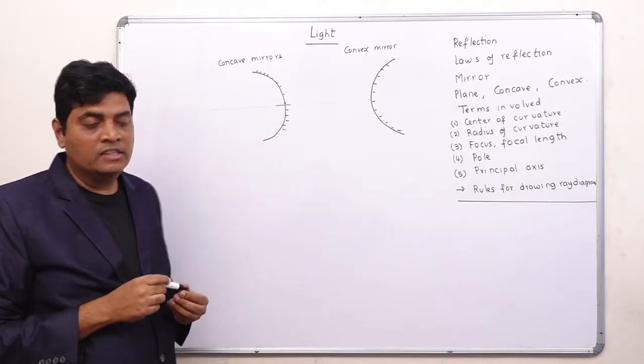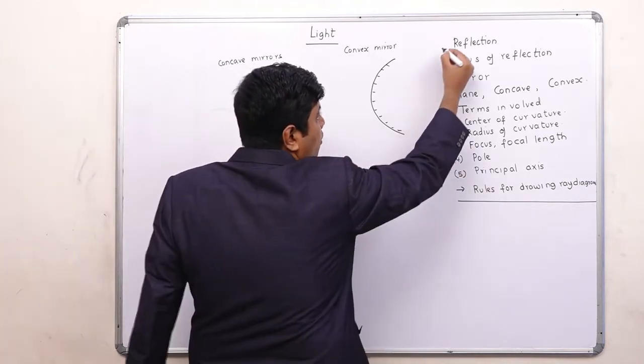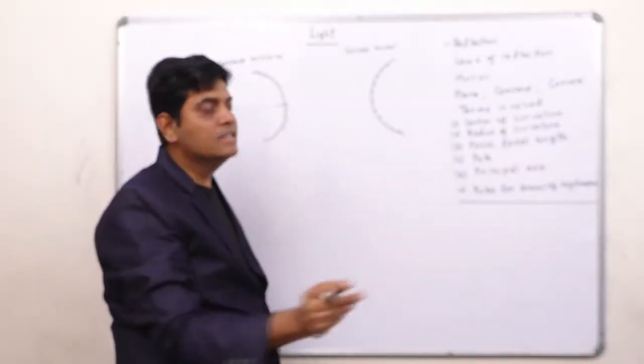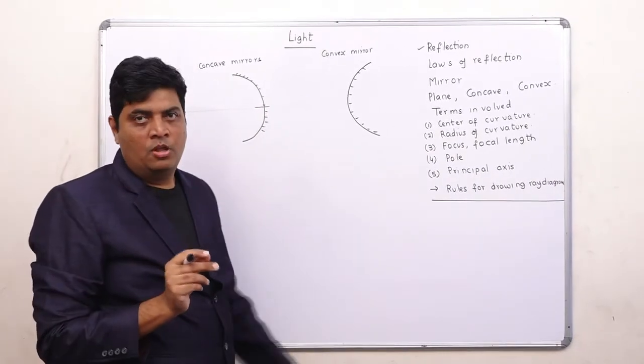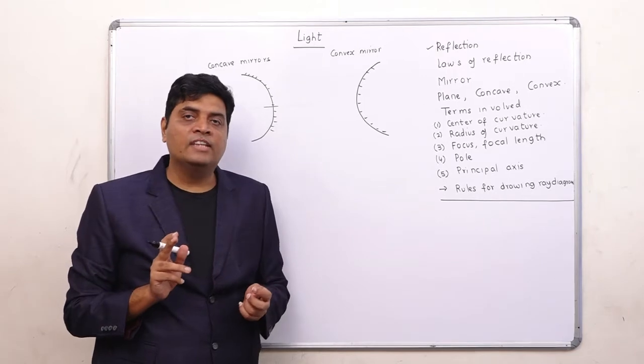Now we will have to understand various terms which are involved. So what we have studied till now: what is reflection? Whenever light falls on a plane surface, it gets reflected and this property is known as reflection. Second is the laws of reflection, which we have studied just now.